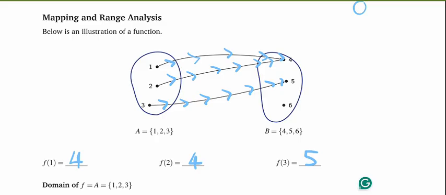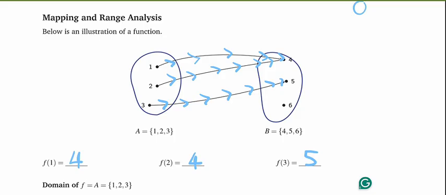No two elements in A are collapsing or end up at the same... sorry, no one element in the set A is actually diverging and going into two elements. One maps exclusively to 4, 2 maps exclusively to 4, and 3 maps exclusively to 5. Now, let me point your attention to something interesting here.